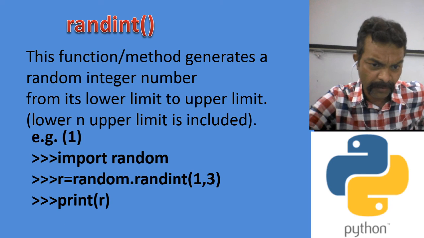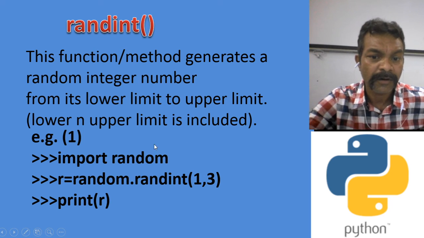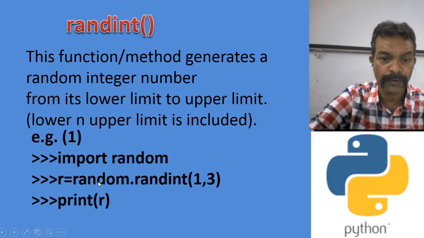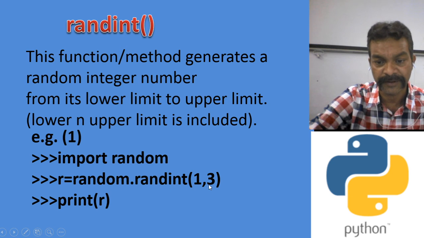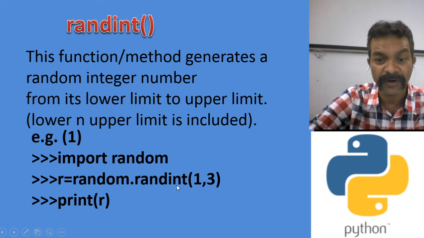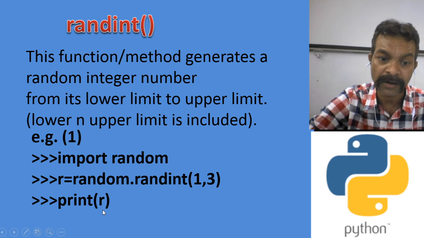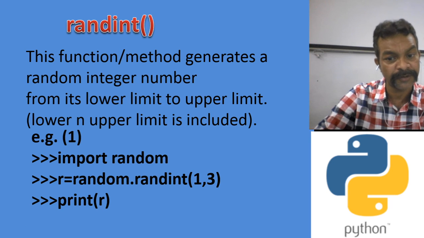We will discuss. Import random. We are importing the random module. R is equal to random.randint(1,3). The lower limit is 1 and the upper limit is 3. According to the randint function, 1 and 3 will be included. So which number is generated by the randint function? 1, 2 and 3. If we write the print(R) statement, what will be the value printed by this statement? Either 1 or 2 or 3. I hope all of you understood this.